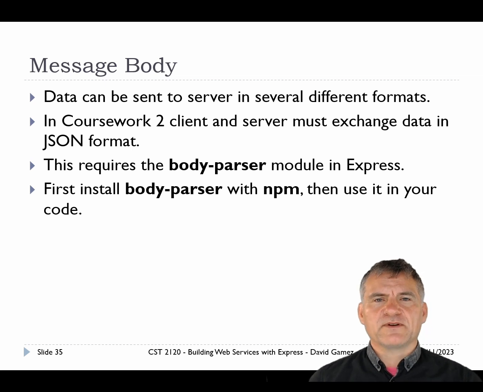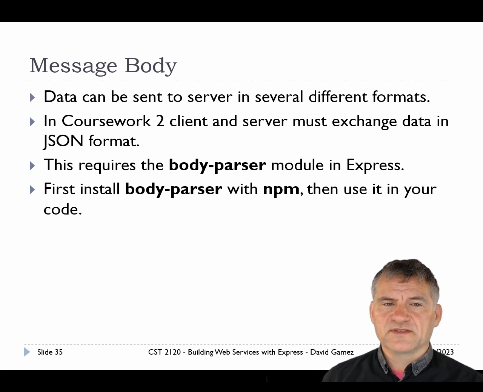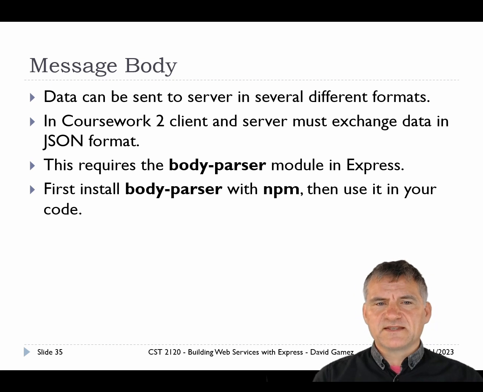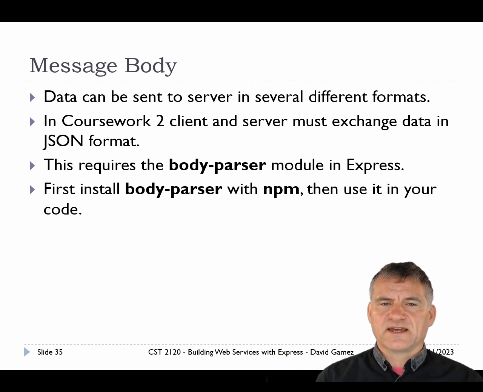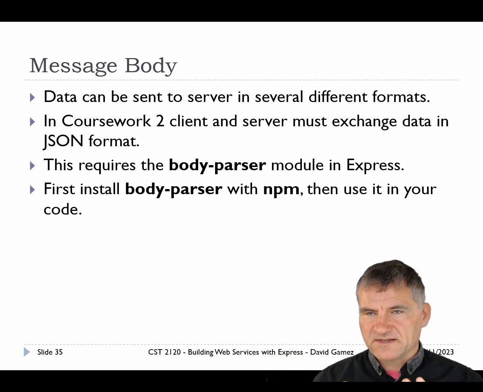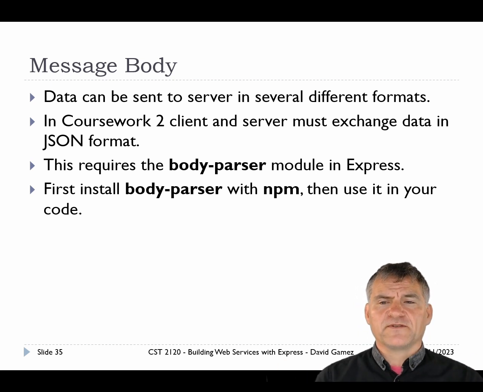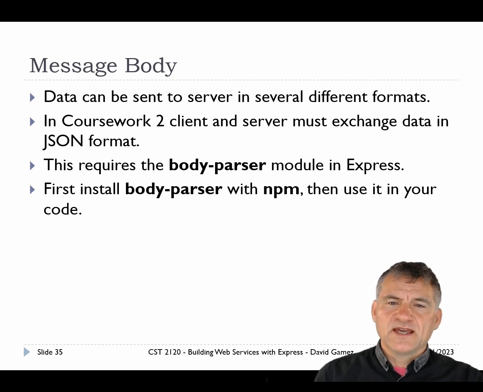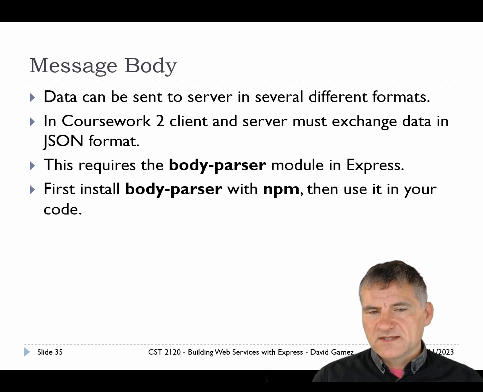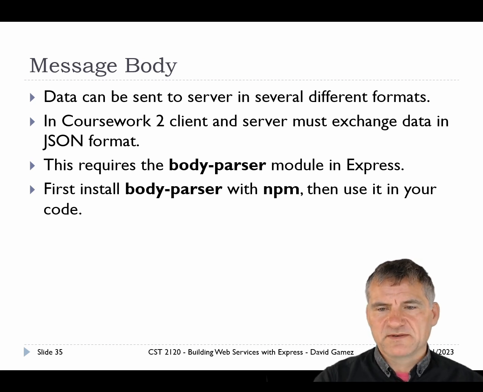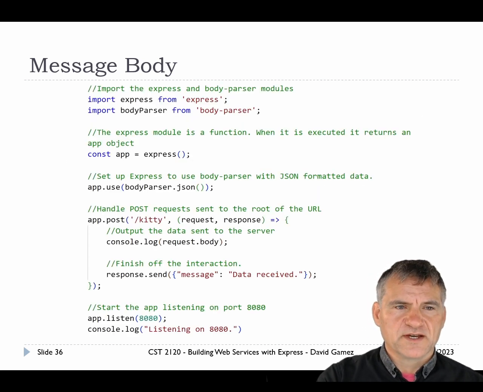The other really important thing that the server needs to access is the data in the message body, right? Now, we can send data to the server in lots of different formats. It can handle files, XML, JSON, all kinds of form data, and so on and so forth, yeah? But for coursework 2, I've specified that you must use data in JSON format, yeah? And that means we have to add an extra module that Express will then use in order to be able to read the body and turn it into JSON format, yeah? So it's really easy to use. You just install body-parser with npm, and you can just use it in your code, yeah?